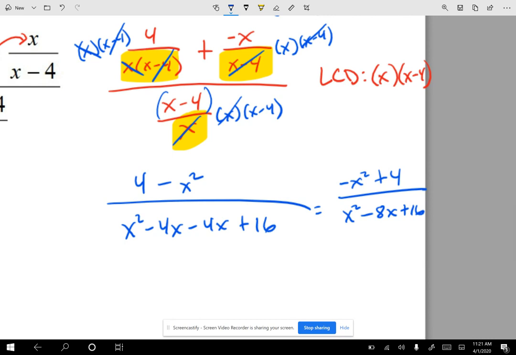That's my answer. The way I will type it will be, let me open parentheses, negative x to the second plus 4 over x to the second minus 8x plus 16 in close parentheses. No spaces.